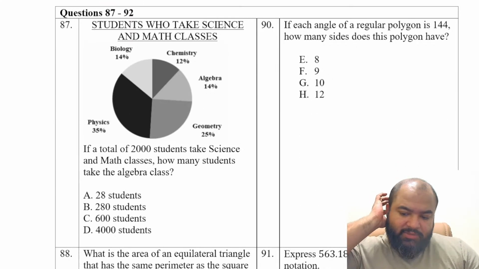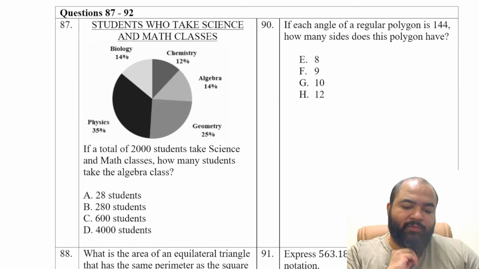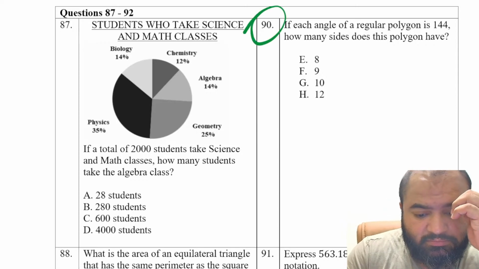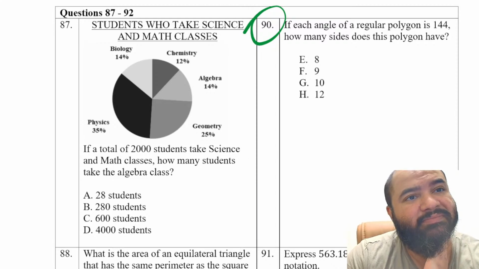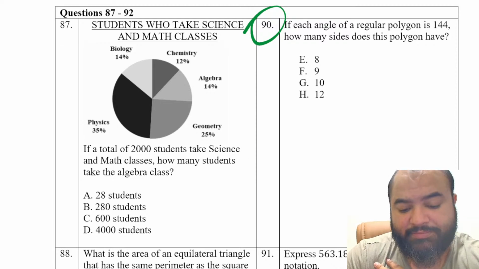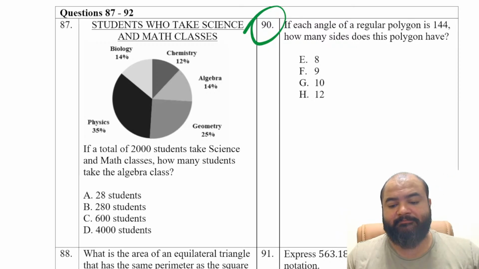Number 90, how do you do that? If each angle of a regular polygon is 144, how many sides does it have? Must have like a lot of sides. Or maybe not. How do you do that, 90?